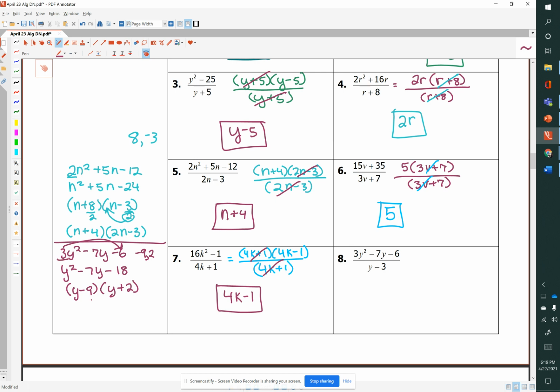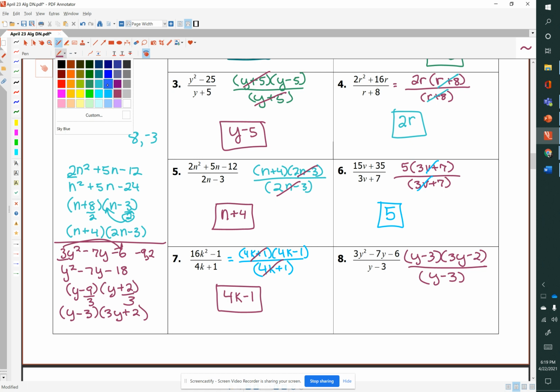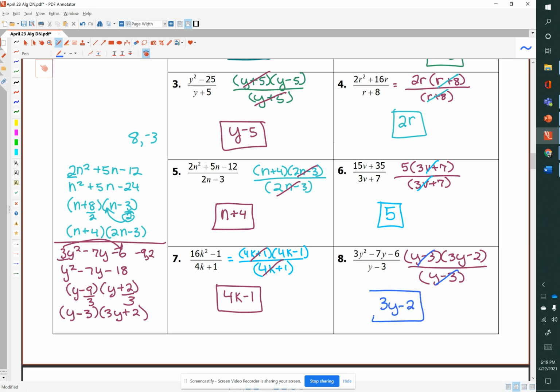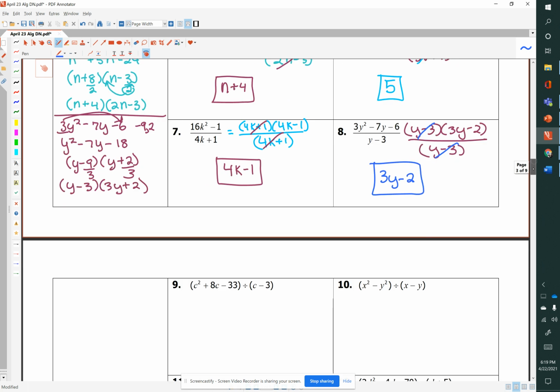Let's take our 3 and make our denominator. And when we simplify, we have y minus 3 and 3y plus 2. So let's write that down. Y minus 3, 3y minus 2 divided by y minus 3. And let's cancel out the common factors, which are the y minus 3. And our final answer is 3y minus 2. So how did you do?